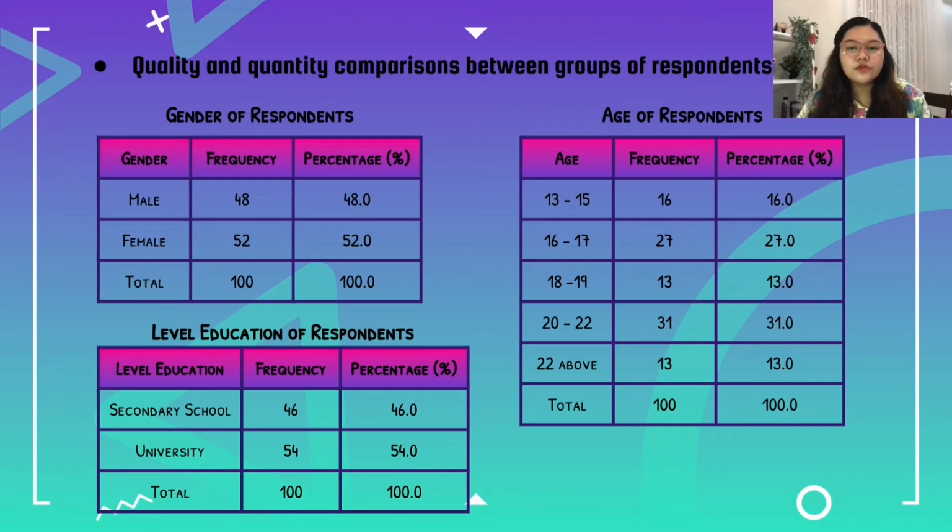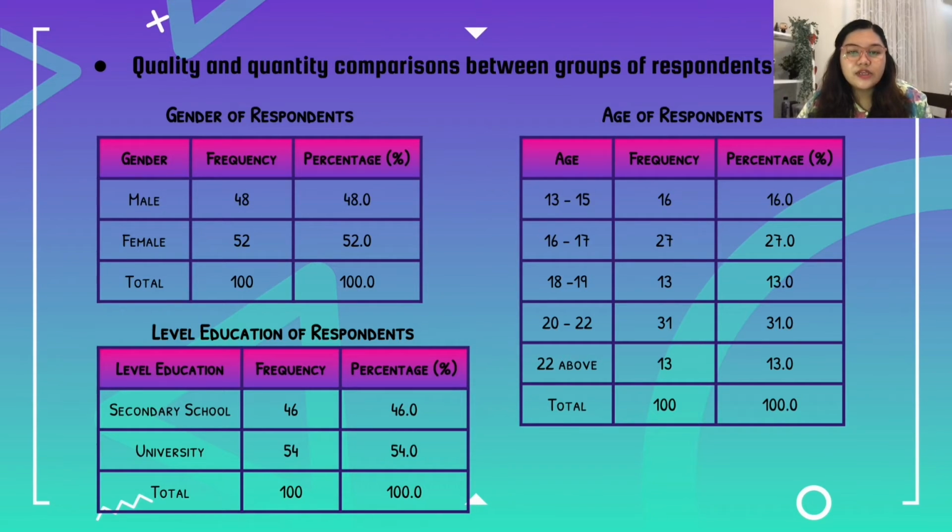Now, moving on to the discussion. The first one is quality and quantity comparison between groups of respondents. A total of 100 respondents' data have been collected for this study. It is revealed that 48% of the respondents are males and the females are at 52%.